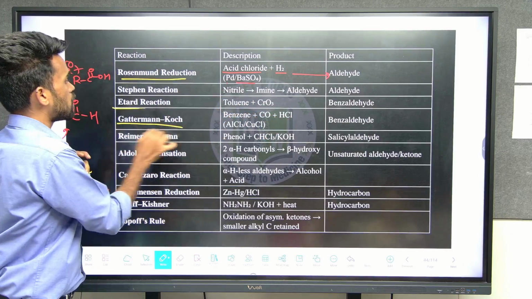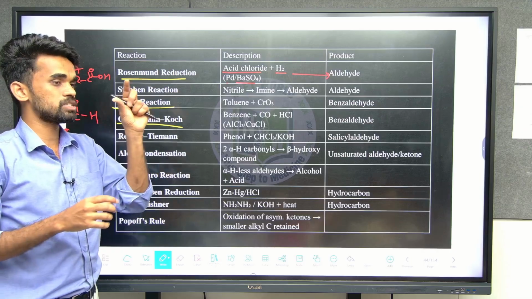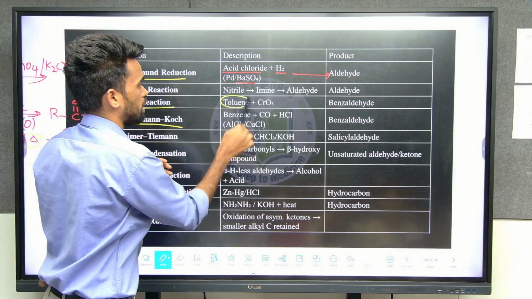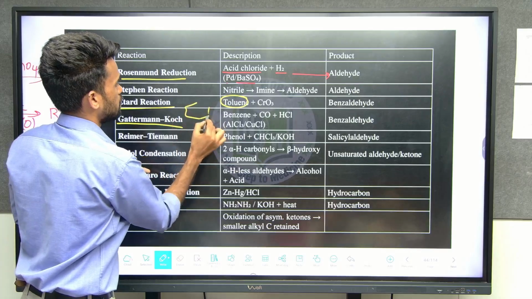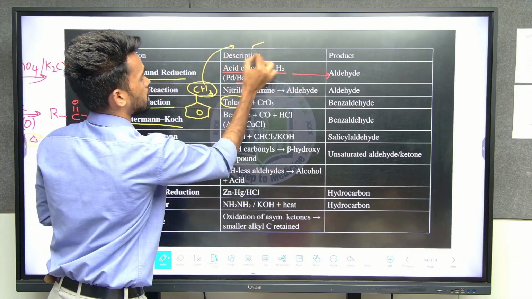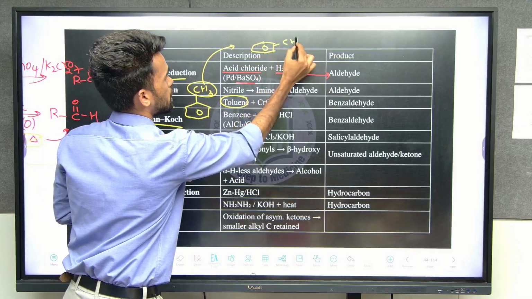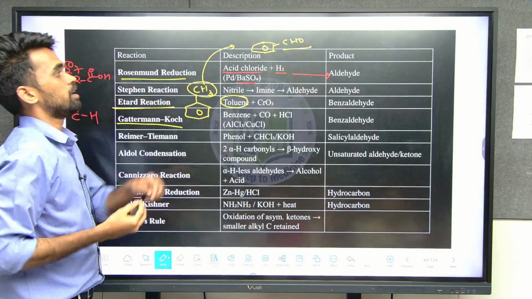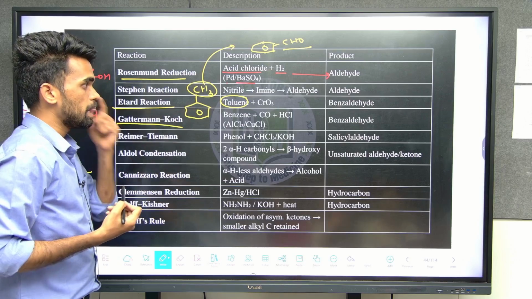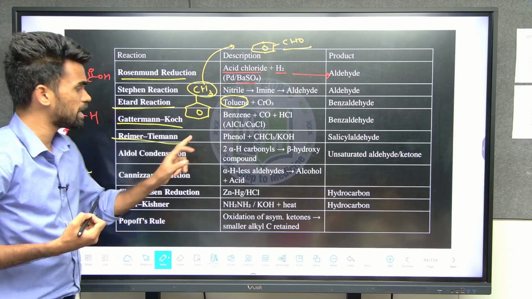Next, Etard oxidation means what? Etard oxidation means alkyl benzenes, whatever the alkyl group is there. For example, toluene, benzene with the alkyl group. This alkyl group converts into the respective aldehyde. So what is the product now? Benzaldehyde. Okay, so what is the reagent used here? Chromyl chloride. Next, Reimer-Tiemann reaction, what is that?